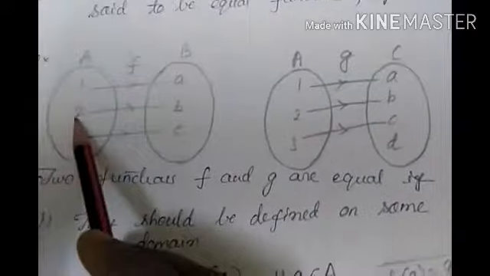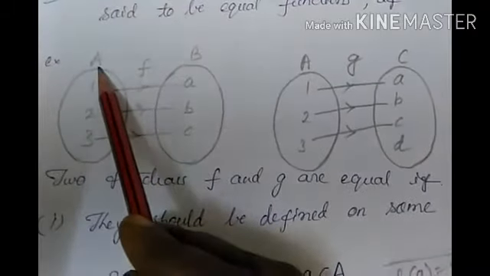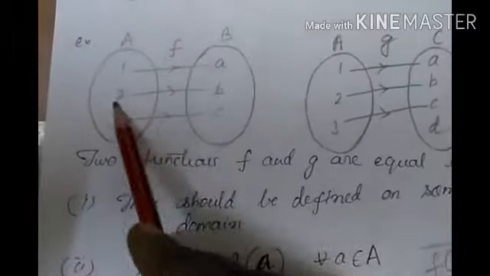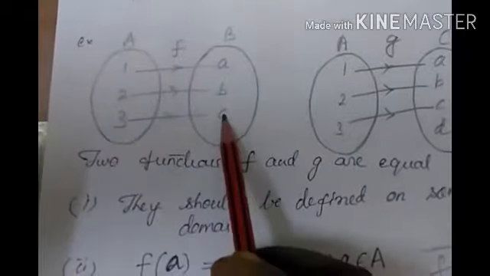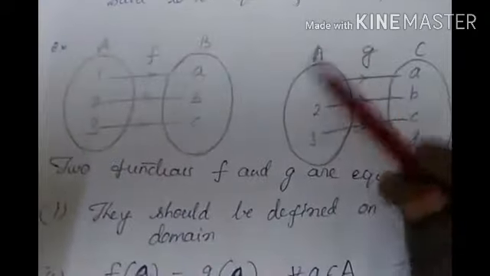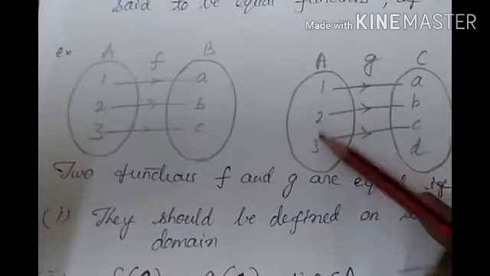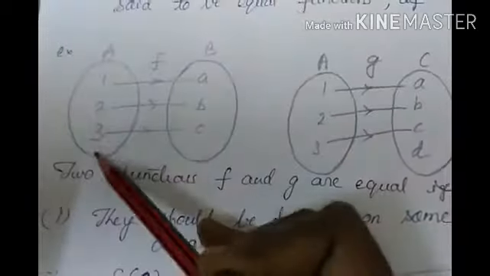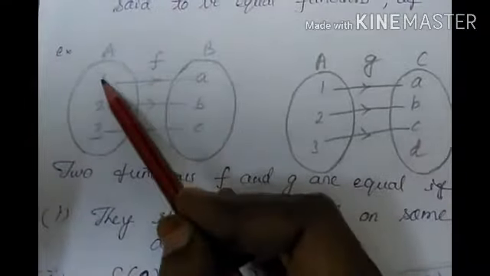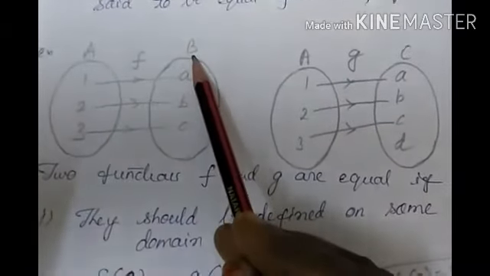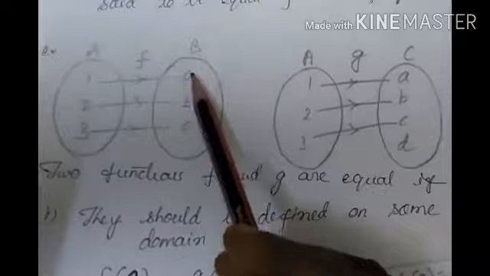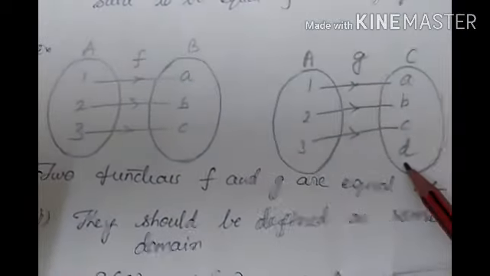Check the diagrams. f from A to B is a function. So 1 is mapped to a, 2 is mapped to b and 3 is mapped to c. Here also the domain is the same. A contains the elements 1, 2, 3. Here also A is having 1, 2, 3. But in another case the domain is not the same. Here the domain is B. B contains the elements a, b, c, and C contains the elements a, b, c, d.